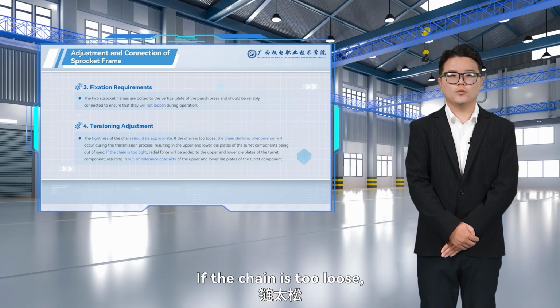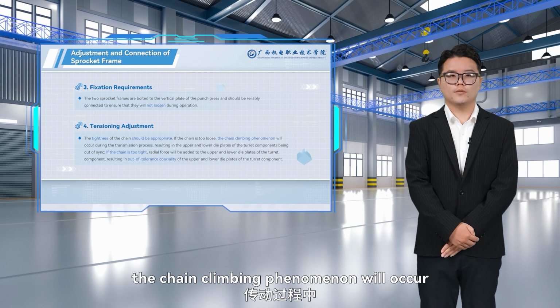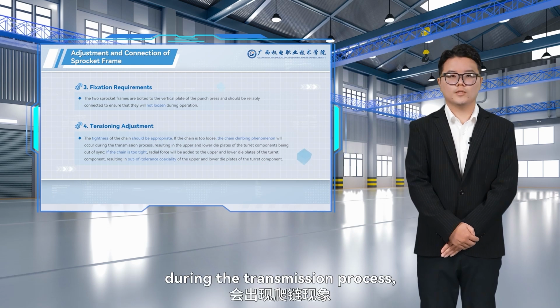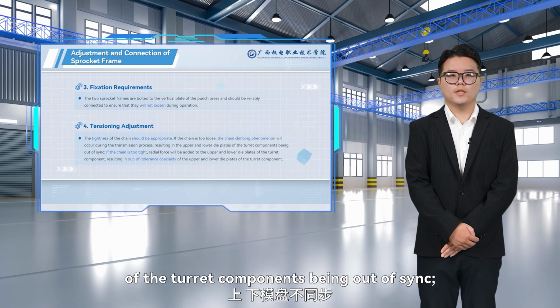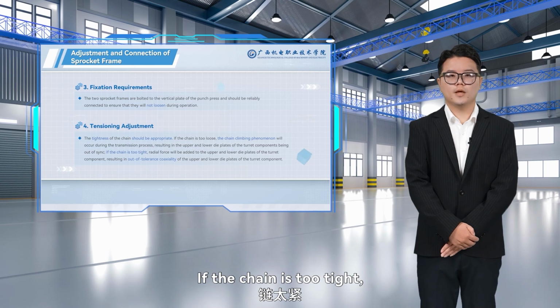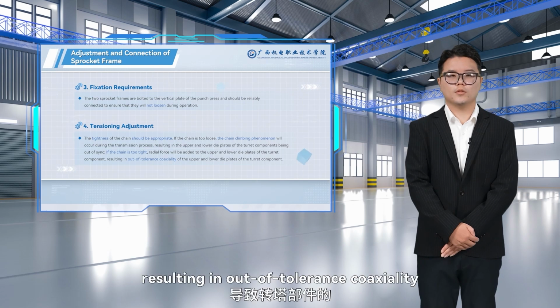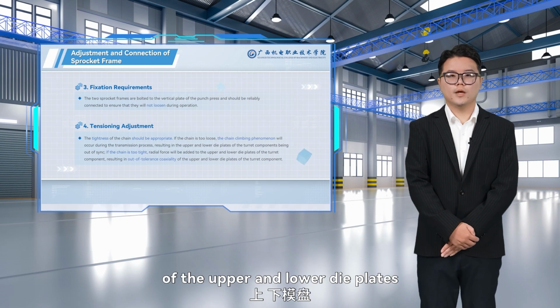If the chain is too loose, the chain climbing phenomenon will occur during the transmission process, resulting in the upper and lower die plates of the turret components being out of sync. If the chain is too tight, radial force will be added to the upper and lower die plates of the turret component, resulting in out-of-tolerance coaxiality of the upper and lower die plates of the turret component.